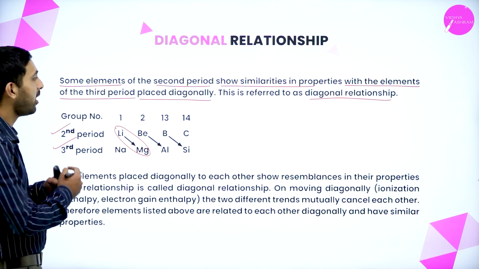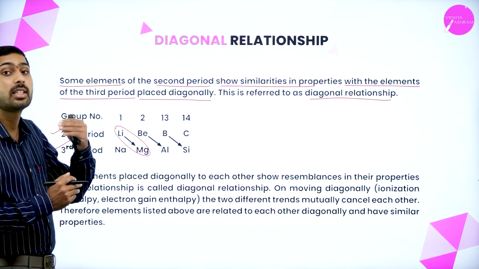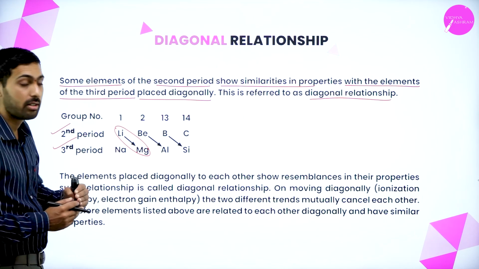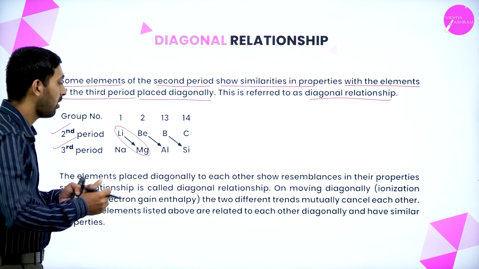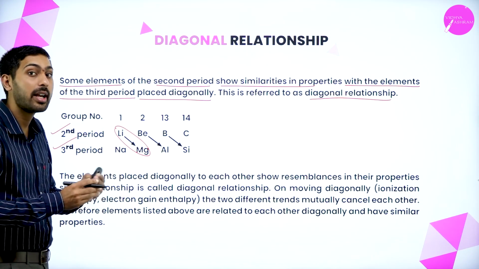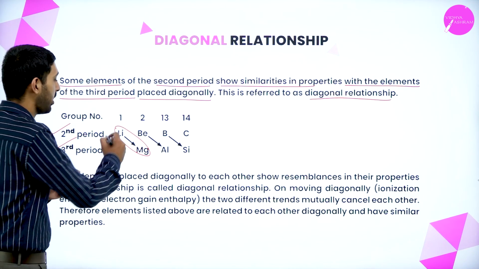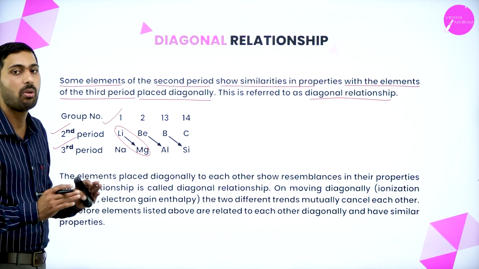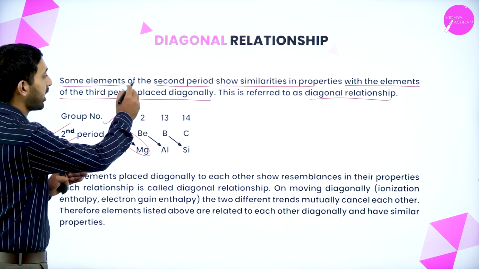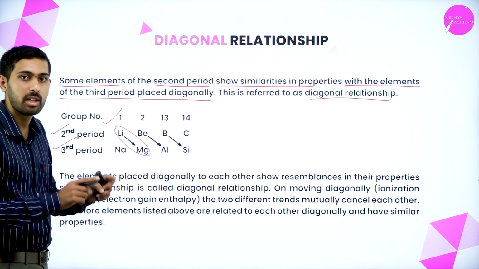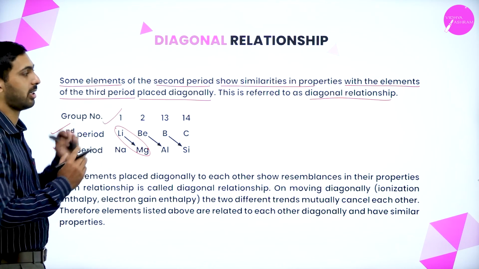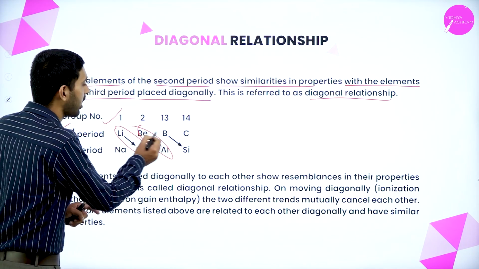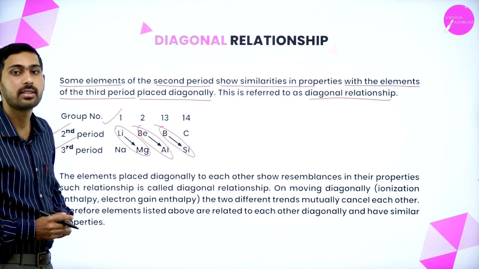Here some elements of the second period show similar properties to the third period. We should think of which elements are placed diagonally, then we say it is showing diagonal relationship. Only the elements of the second and third period that show similar properties while placed diagonally are considered as diagonal relationship. Here you see beryllium and aluminium, and boron and silicon.